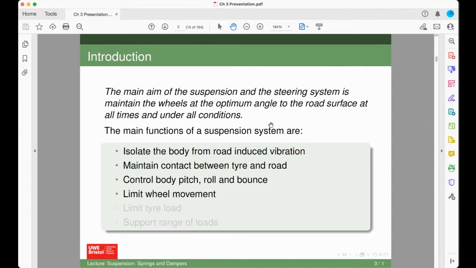You can also limit the wheel movement in the suspension system, and the tyre loads, and it also needs to be able to support a range of loads. If you imagine the suspension in a commercial vehicle, a heavy goods vehicle, that vehicle may be fully laden or may be empty, and you need to be able to support both of those situations. So the suspension needs to be able to deal with those sorts of things.